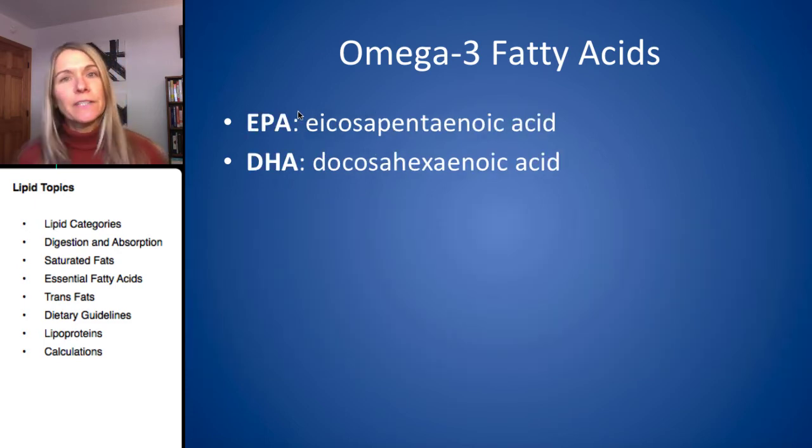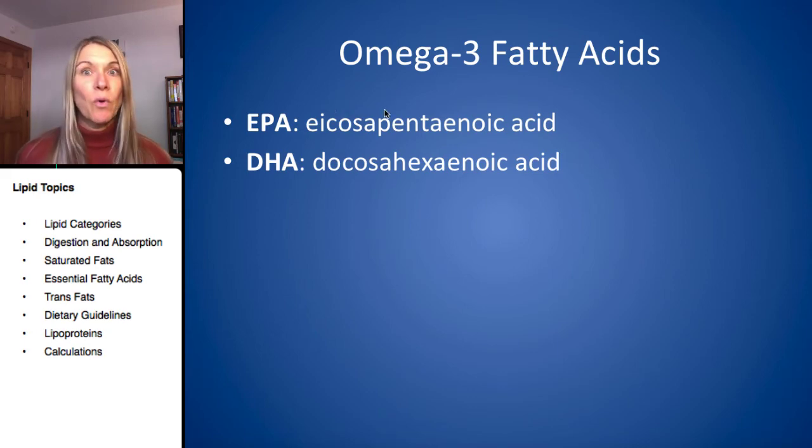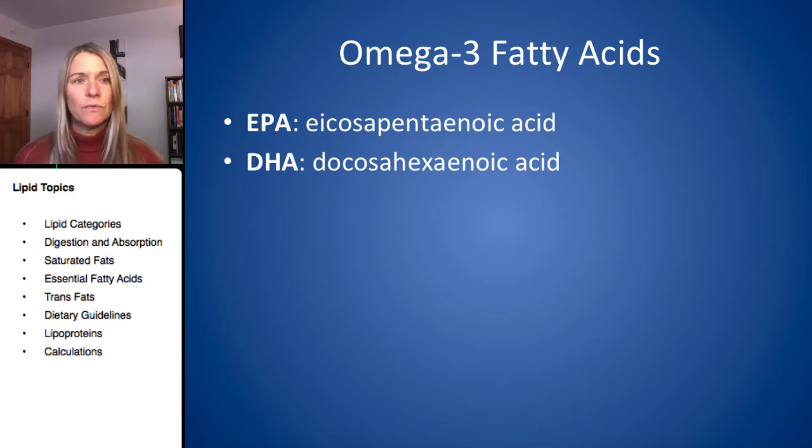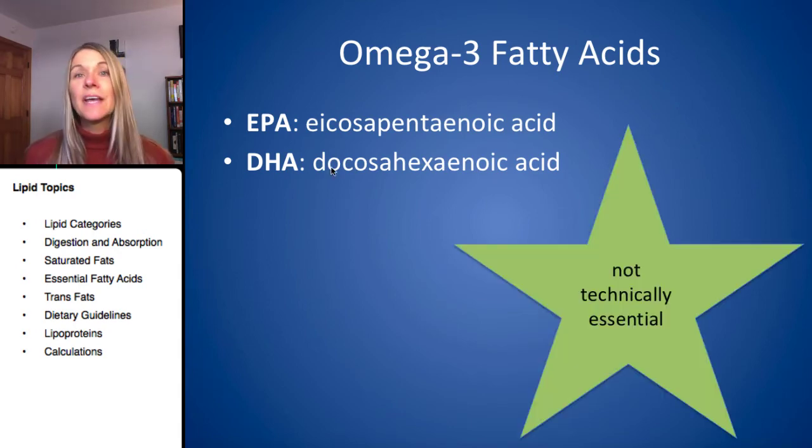So now this is where it gets a little bit confusing when we start talking about omega-3 fatty acids. Two important omega-3 fatty acids are EPA and DHA. These are the usable forms of omega-3 fatty acids in our body. They are made from linolenic acid. Since they are made in the body, they are not technically essential. However, it is difficult to get enough linolenic acid in the diet, so some do consider these conditionally essential.